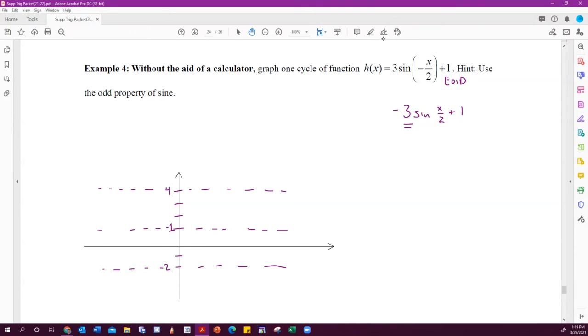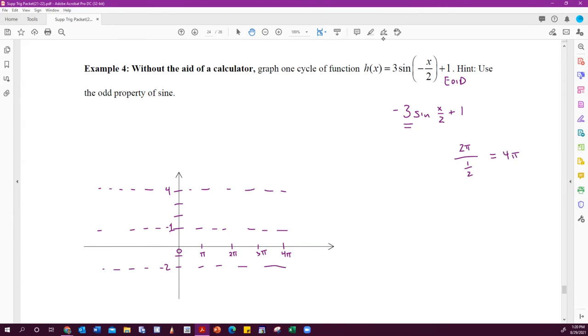The period is usually 2 pi, but now I have a stretching factor of 1/2. So I'm going to take this divided by 1/2, yielding 4 pi, which means that my period is now going to go from 0 all the way out to 4 pi. Halfway between 0 and 4 pi is 2 pi. Halfway between that is pi. And then you count with me to get a 3 pi.